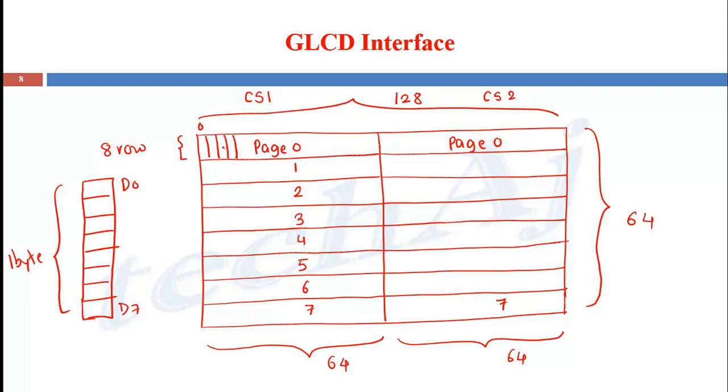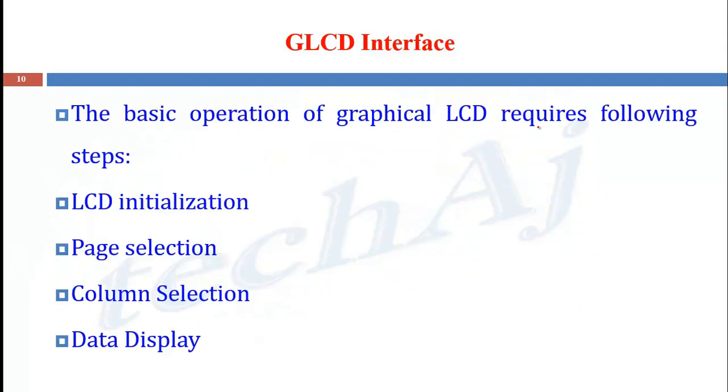So to select the first half, we have to set CS1 as 1 and CS2 as 0. Similarly, to select the second half, we have to set CS2 as 1. So in this way, the GLCD is used. Basic operations of GLCD require the following steps. First step is initialization of GLCD. Second step is selection of page. Third step is selection of column, and last step, data display. So let's see each of these steps one by one.